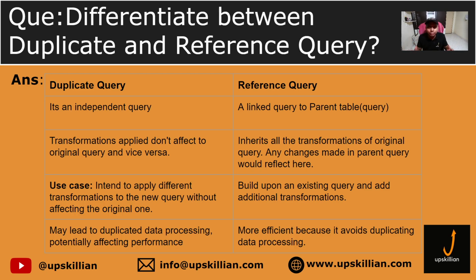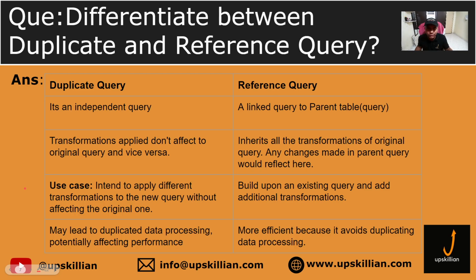So this is the same thing which I have written here in the theoretical part, and I'll iterate that again for you: duplicate query is an independent query, whereas reference query is linked to the parent table or the parent query. Now the second point here is any transformation that you do in the parent table doesn't get translated down to the duplicate query. Whereas in the reference query, we can see that the same thing gets translated down.